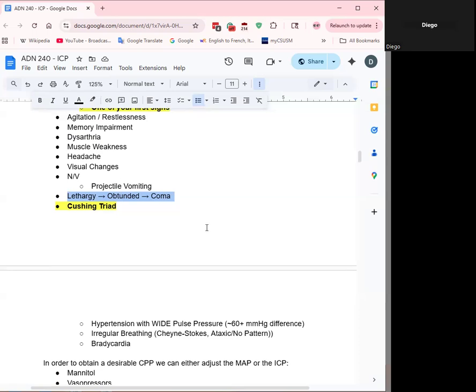I made a specific note here on what is meant by wide pulse pressure: a difference of about 60. So it could be a systolic of 180 with a diastolic of 60 or something like that. And of course, that's a very big difference.